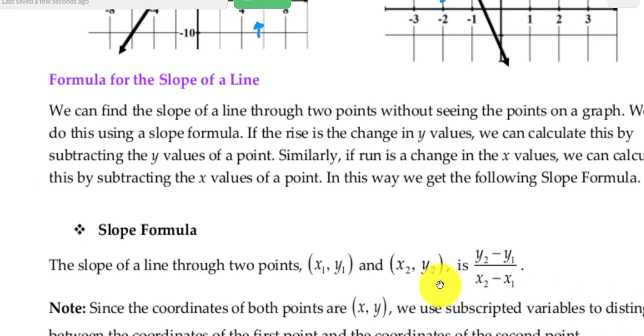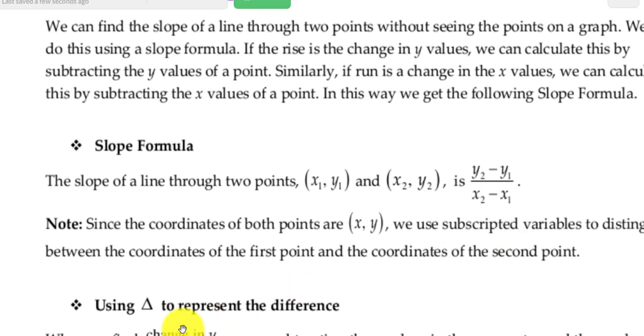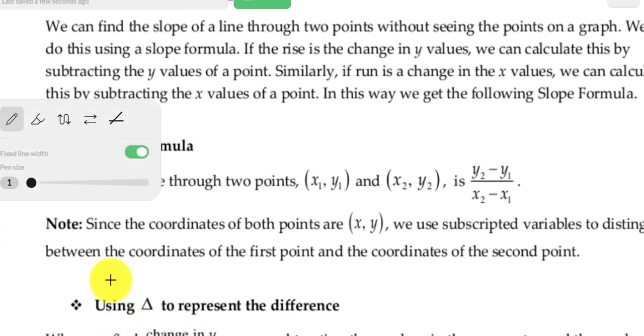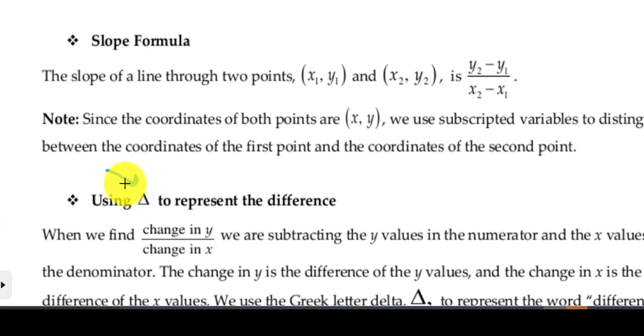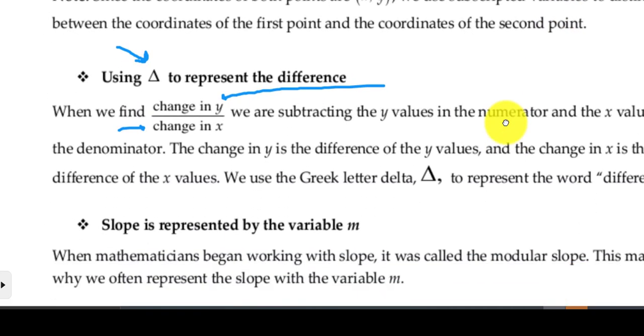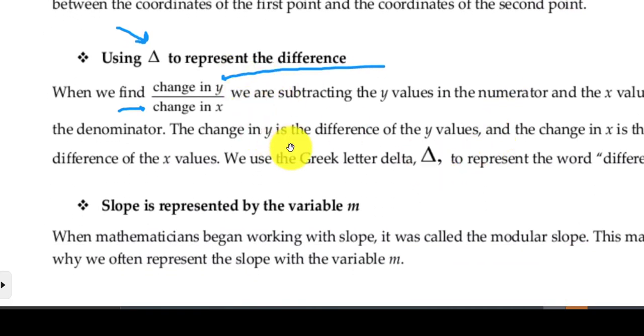Okay. Next, you see we get another definition or a formula for slope. It says y2 minus y1 over x2 minus x1. And this symbol here is called the delta symbol. It means change in. So the change in y, y2 minus y1, or you could simply say the change in y over the change in x, that's x2 minus x1, or you could just use the delta symbol, delta y over delta x.